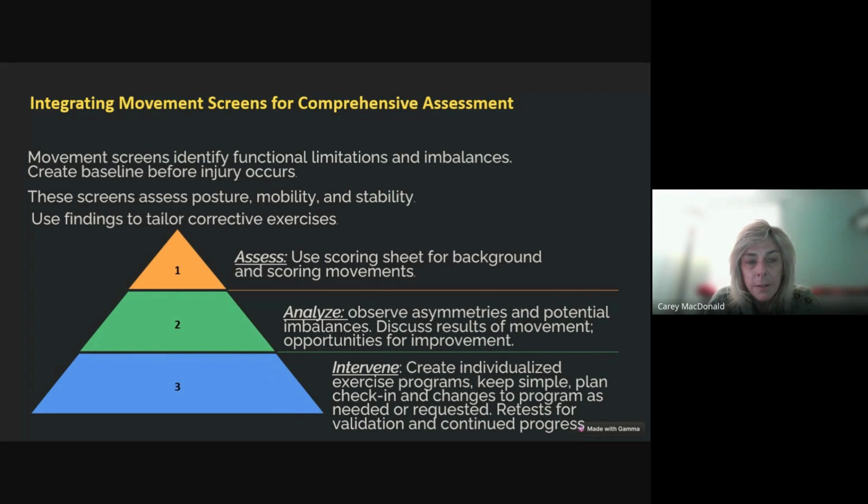The screens will assess some form of posture, some form of mobility, and some form of stability. Those findings are used to tailor the corrective exercises. So it's kind of assess, analyze, and intervene. We assess by using the scoring sheet and getting a background on them. We analyze the scores and look for asymmetries and potential imbalances. We'll discuss the results with them, and then we provide an intervention, creating individualized programs and validating for progress, and ideally a follow-up or a retest somewhere down the line.